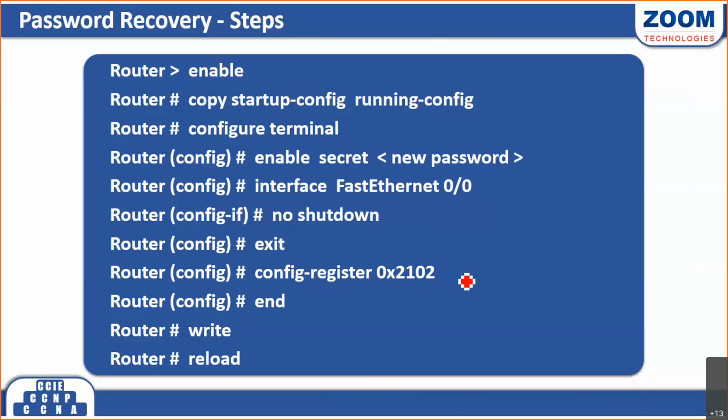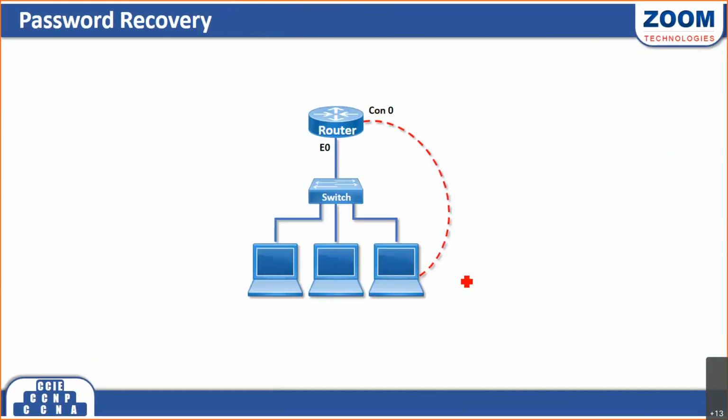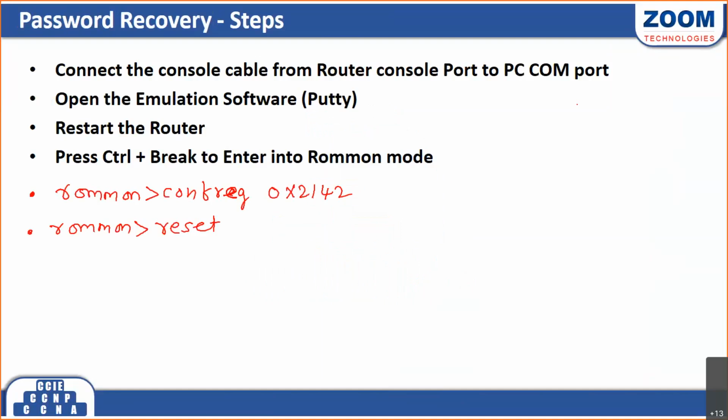Yeah, actually, that is why the first point is to connect the console cable from the router console port to the PC. If someone has console port access, then only they can do this. If your router is secured physically in a closed rack, physical security is also mandatory.